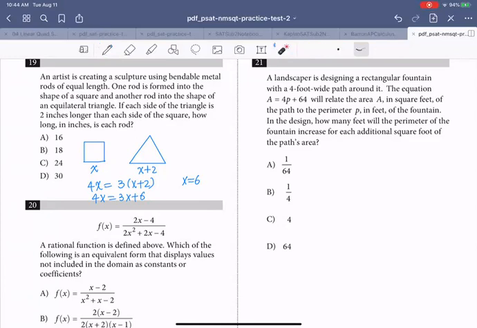So you can do this, okay? You can do 4 times 6 gives you 24, or you can do 3 times 8 is 24. So that's 24. That makes sense? Yes.